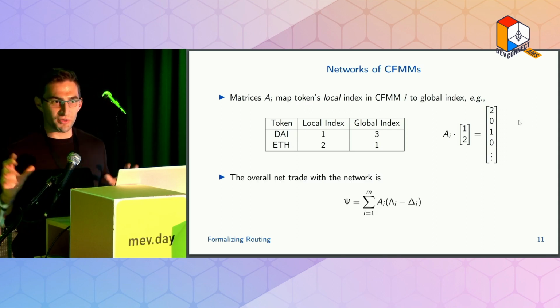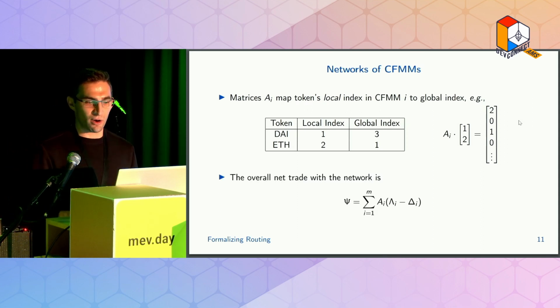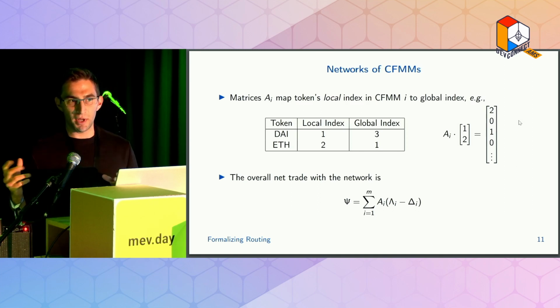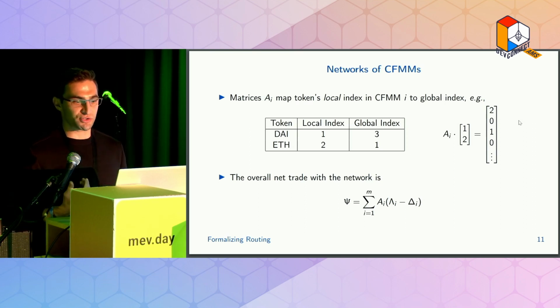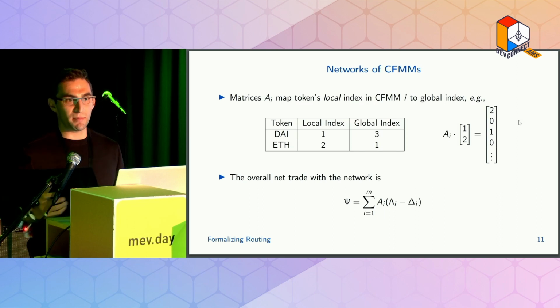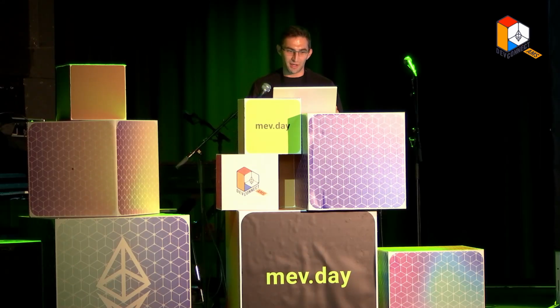So using all this formalism, we can actually write out what this overall net trade with the network is. For each CFMM I, we gain the vector lambda of tokens, and we input the vector delta, so our net trade is lambda minus delta, and then we map that from the local index to the global index, and we sum all these up. I promise all this formalism is going somewhere.